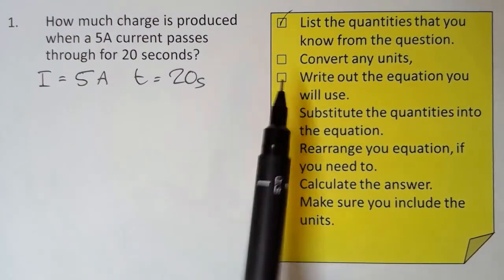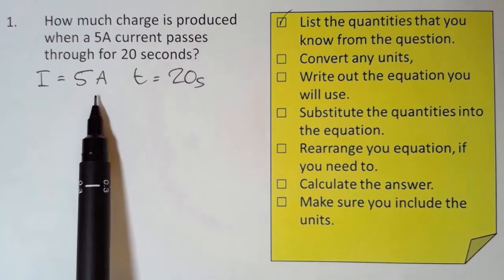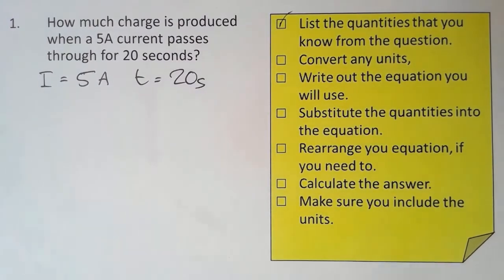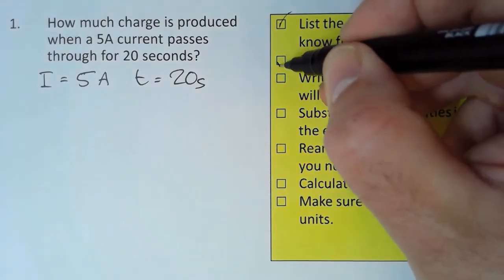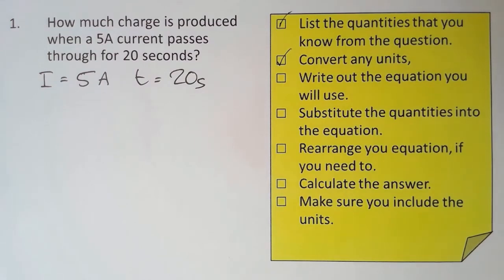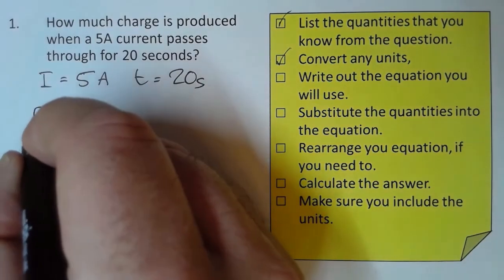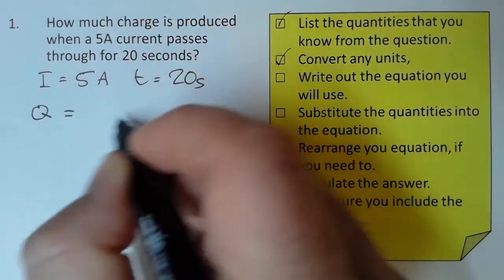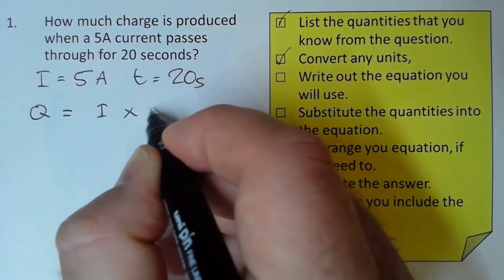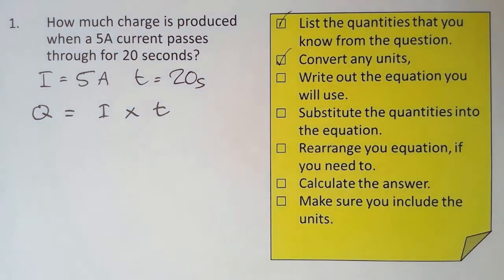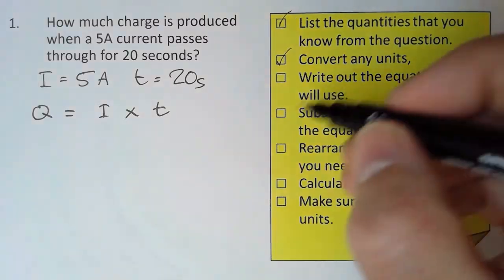Convert any units. Well, we measure current in amps and we measure time in seconds according to the standard equation. So we don't need to worry about that one. So we can just tick that one to say that we've done it. Then write out the equation that you will use. Now, what I would always do is write out your equation so it's nice and spaced out. You'll see why in just a second. So Q is equal to I times T. Done.